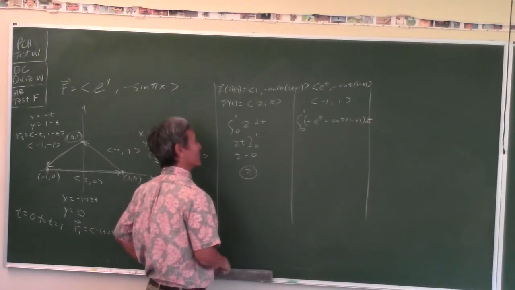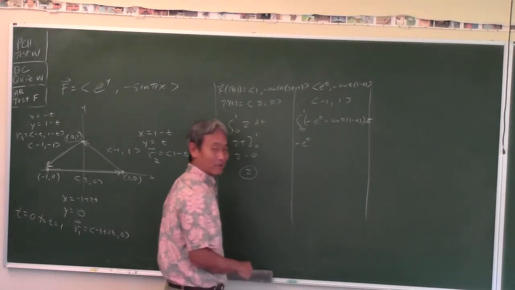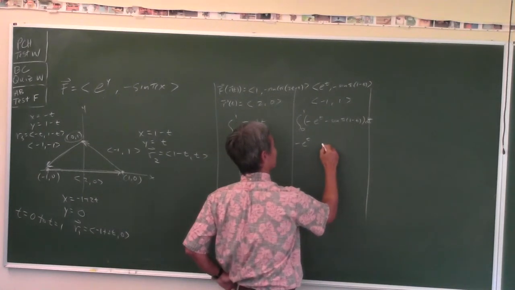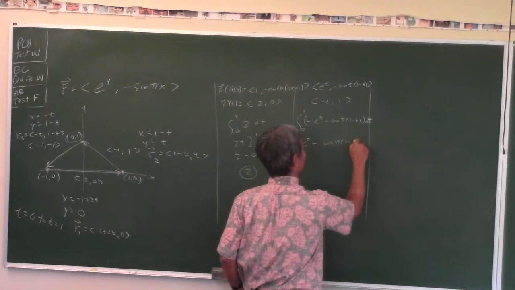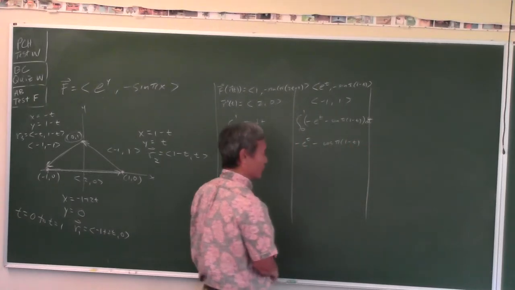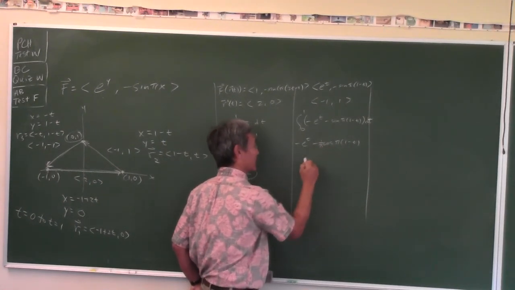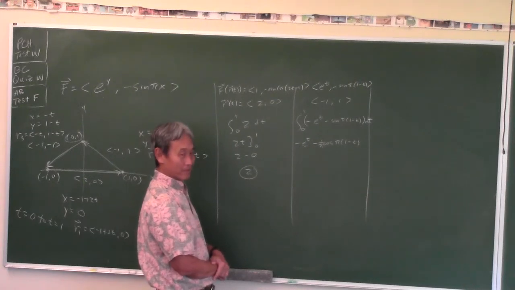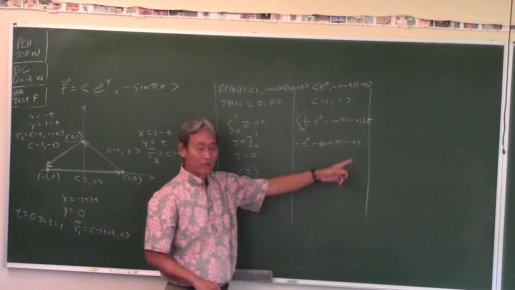Okay, find the antiderivative. I'll do the first one: negative e to the t. Who's got the second one? Cosine. Negative cosine pi times 1 minus t. Are you sure? Over pi. Is that the correct antiderivative? Plus. No, because the derivative of the inside is negative 1, so yeah.